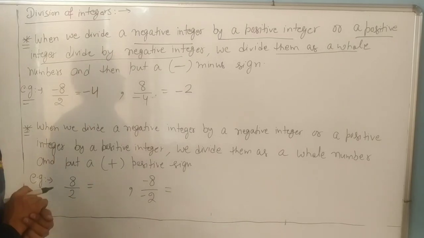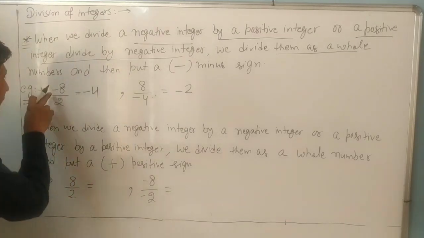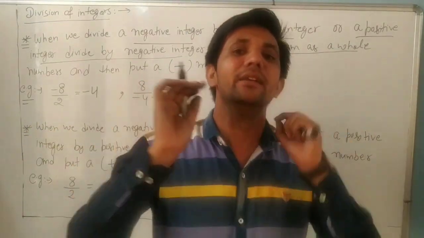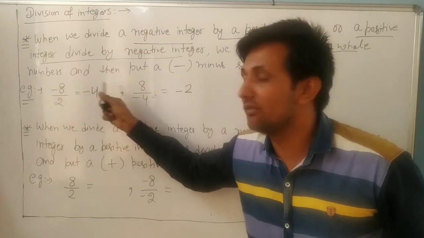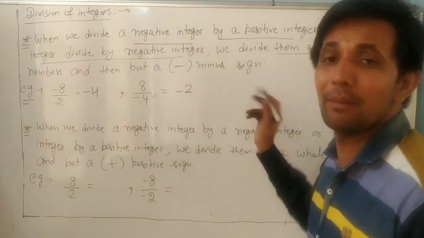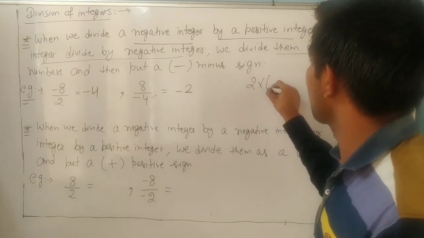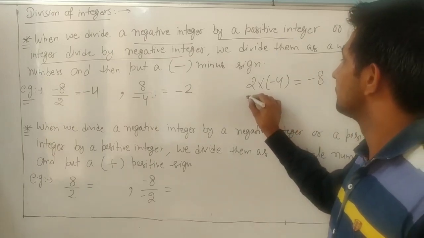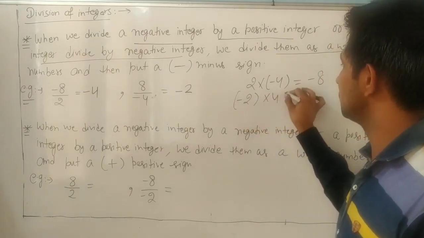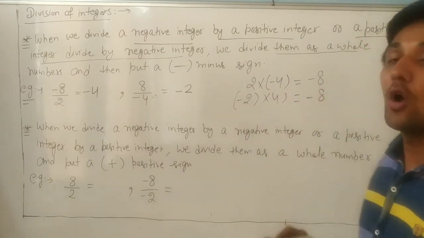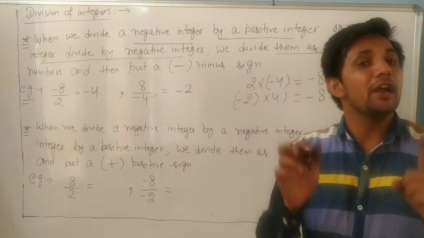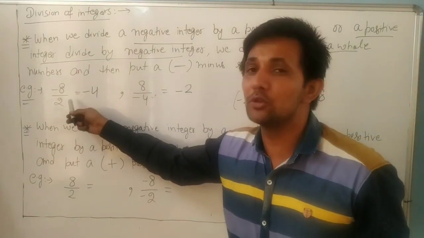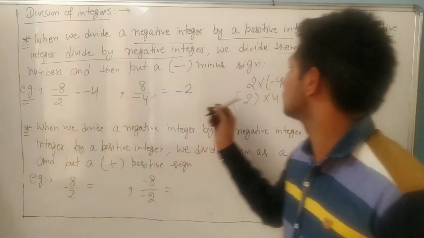So only one thing you have to remember in division, dear: if one is negative, one is positive, or one positive, one negative, if there is a different sign in division, the answer is always negative. Same as it is in multiplication, or not? 2 multiplied by minus 4, one negative, one positive, the answer is negative. One negative, one positive, different sign, the answer is negative. Only in multiplication and division. In multiplication and division, you have to always remember one negative, one positive, the answer is always negative. Okay?